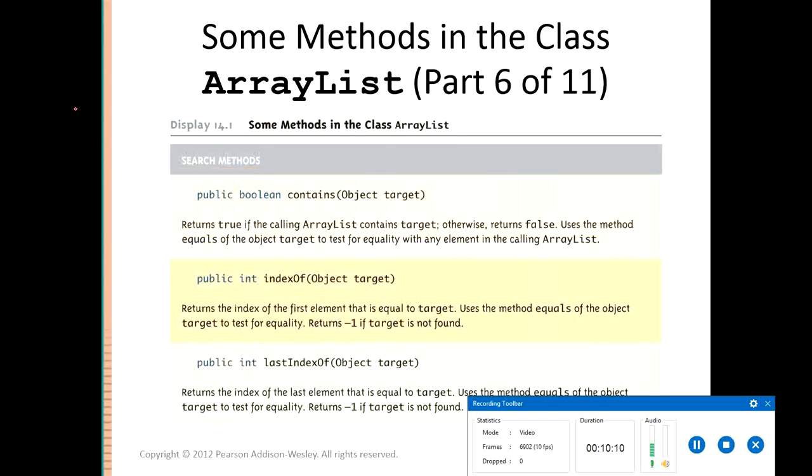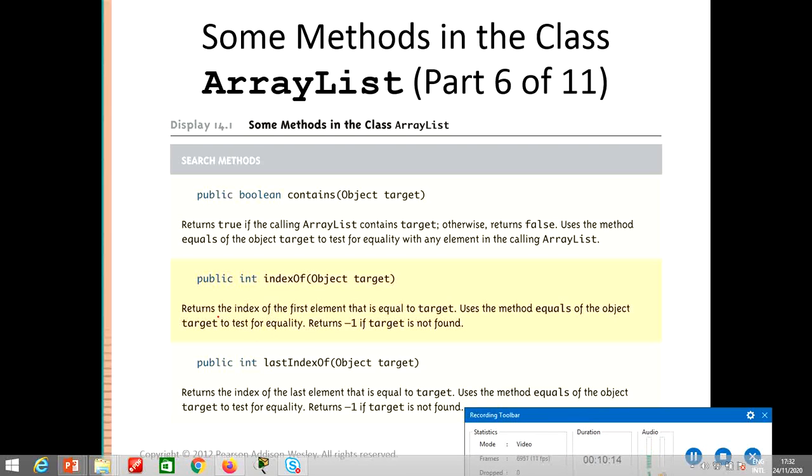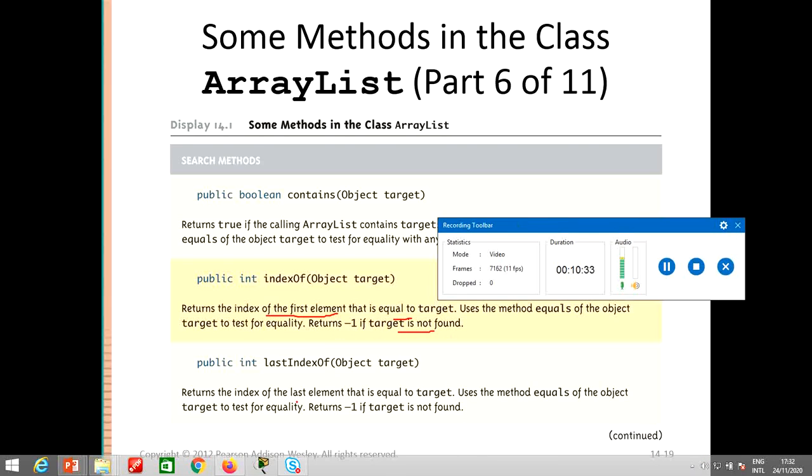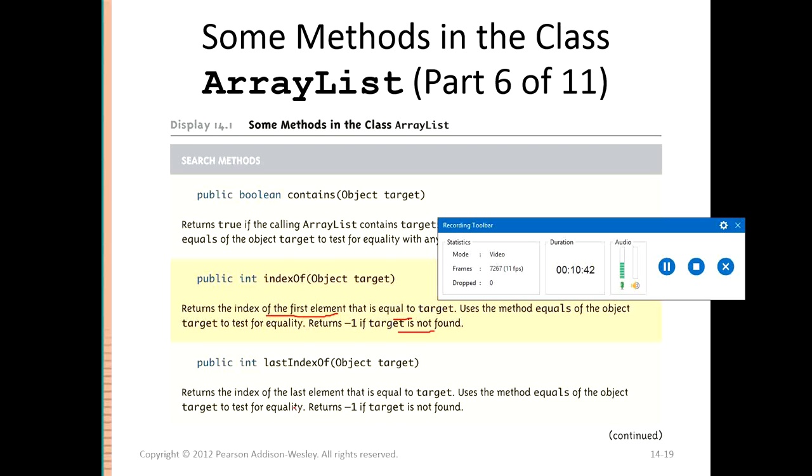Okay, I have another two important methods, indexOf and lastIndexOf. For indexOf, we provide an object target, so it returns the index of the first element that is equal to the target, and uses the equals method of the object. It returns -1 if the target is not found. And lastIndexOf returns the index of the last element that is equal to the target. When we use the equals method, it returns -1 again if the target is not found.